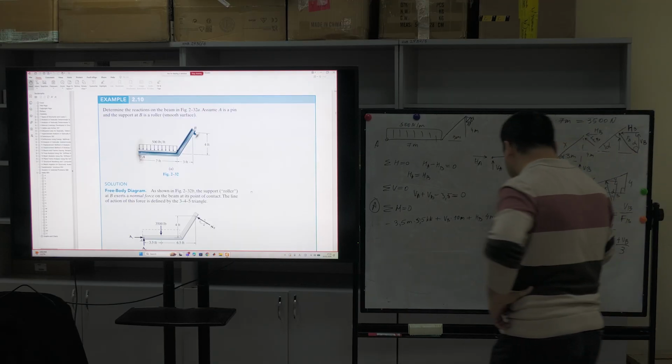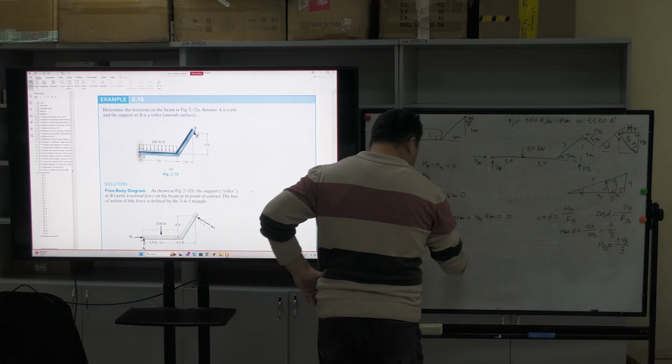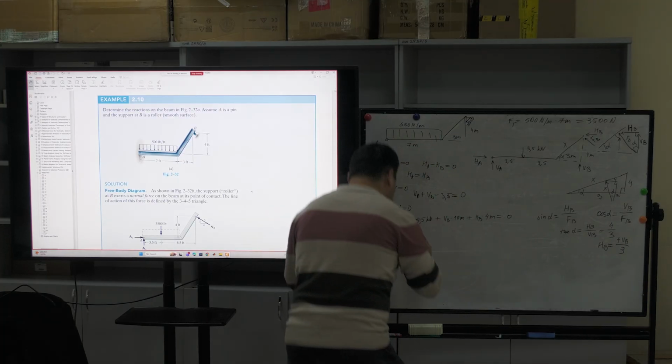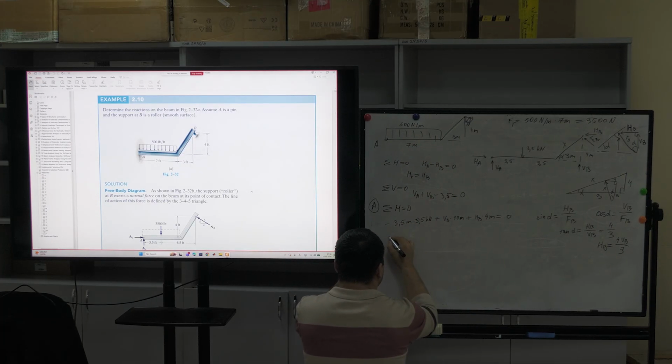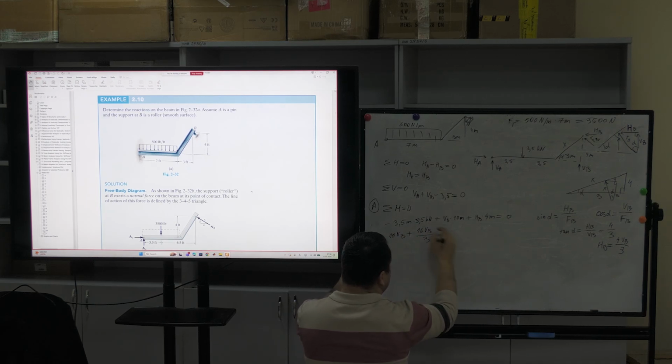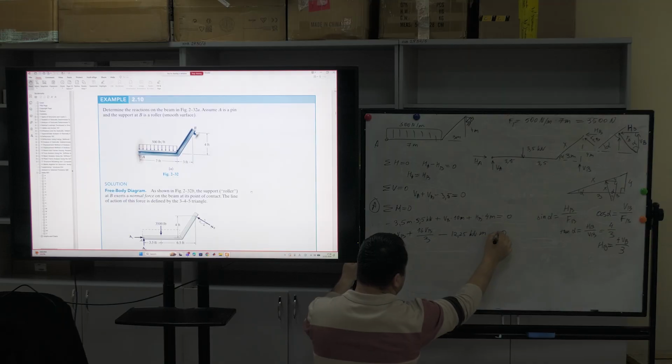Here we have HB, then we can substitute it here. VB plus 16 VB divided by 3 minus this one is 1225 kilonewton per. Yes?